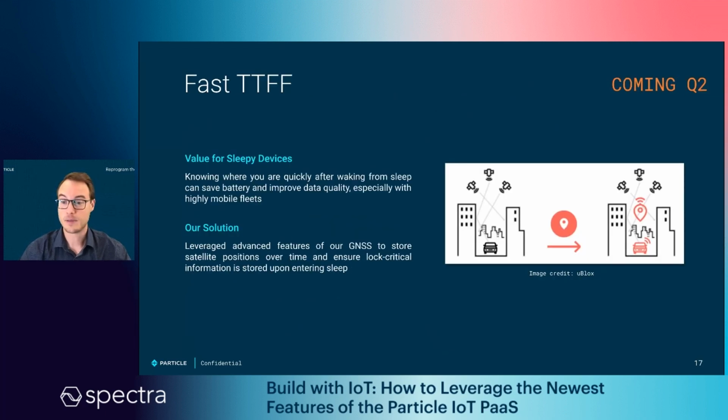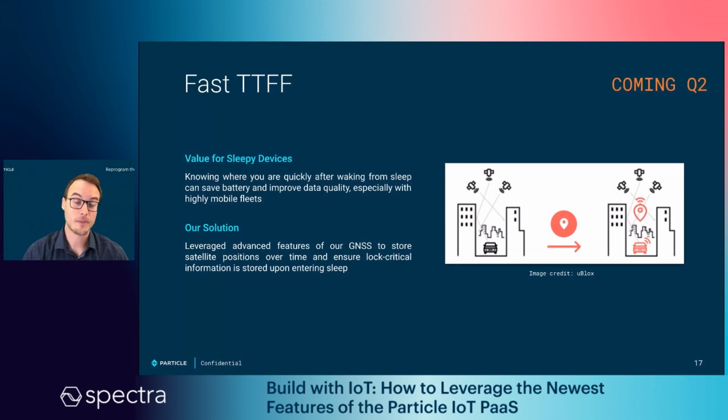All right, let's move on and talk a little bit about battery life. I know this is extremely important to many of your tracking fleets, and we're excited to help your devices last longer on battery with improvements to GNSS lock times. And what we've done here is we've leveraged some advanced features of our GNSS chip that automatically store critical positioning information when the device goes into a sleep mode. And then when it wakes up, the GNSS is able to use that information that's been stored to provide an assisted fast startup because it knows where most of the satellites already are.